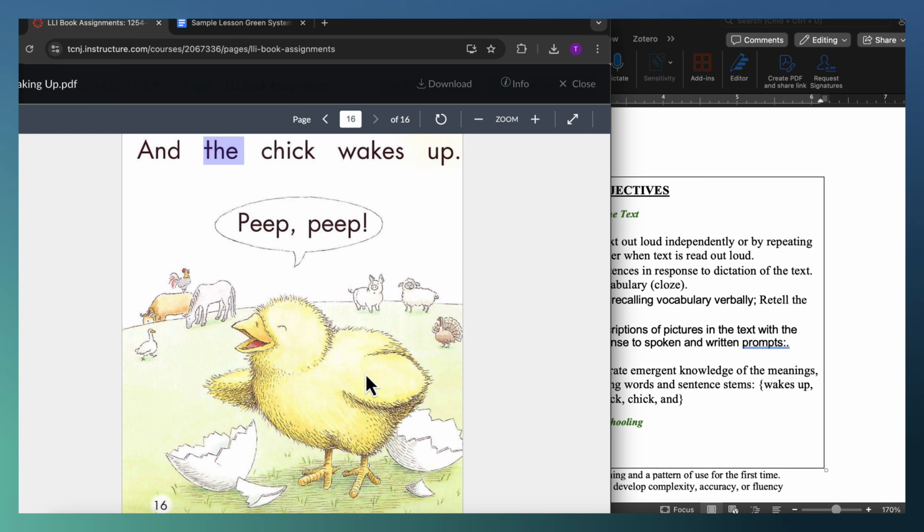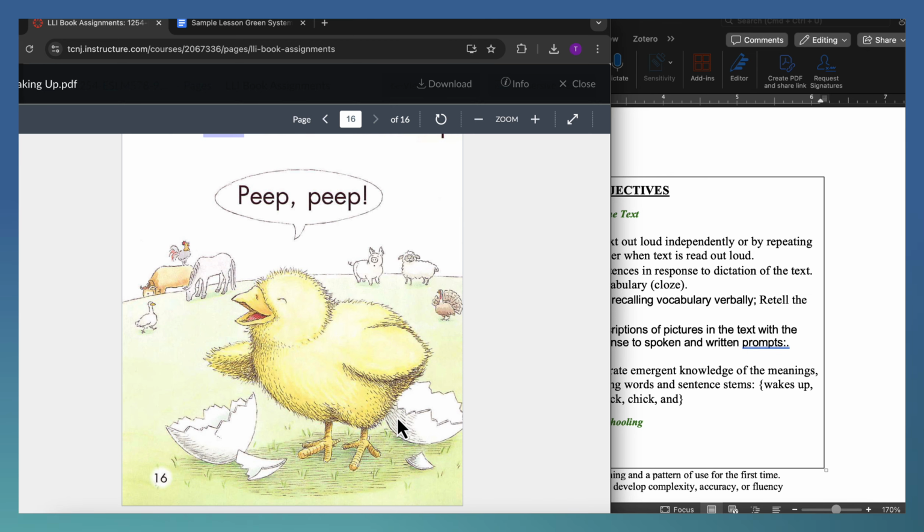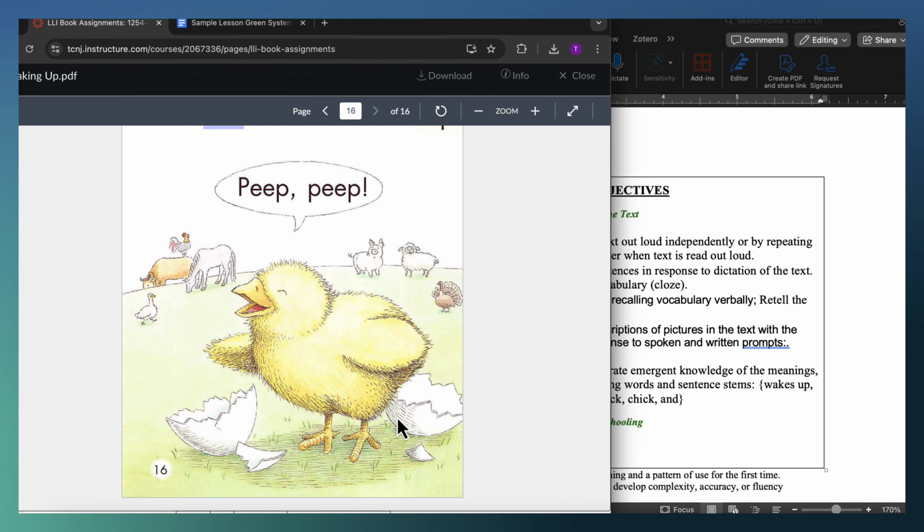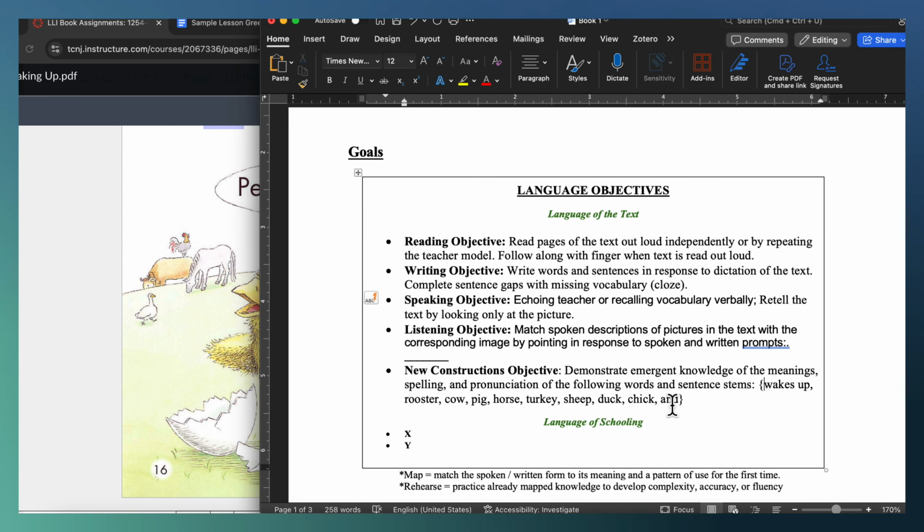And then we flipped it. I would point, and they would say pig. I would point, and they would say sheep. I would point, and they would say turkey. And we would just go through it. And then I would pantomime Dr. Hall wakes up, and we would all act out wakes up, and they would say their name.